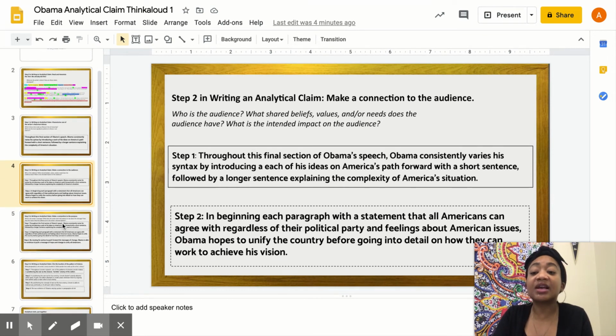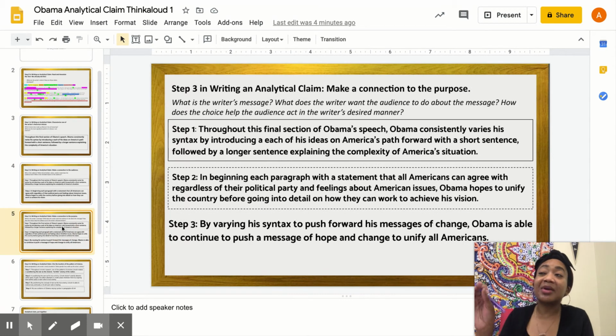So now that I've made a connection to audience, step 3 is about making a connection to purpose. And I have to ask myself, what is the writer's message? What does the writer want the audience to do with the message, right? And how does this choice help the author get there?